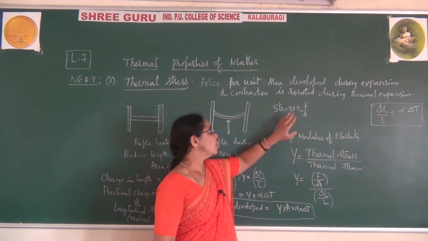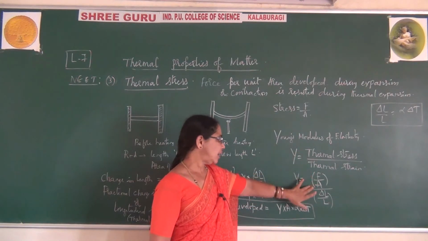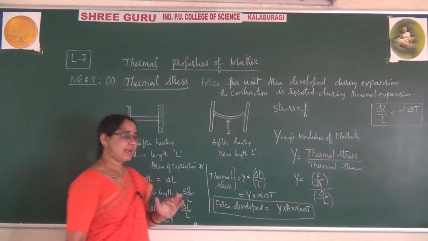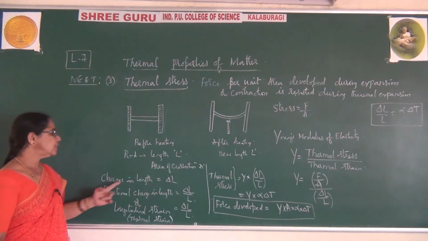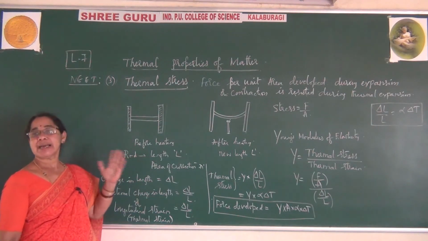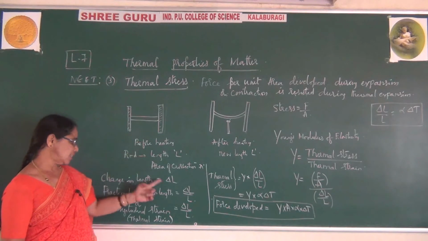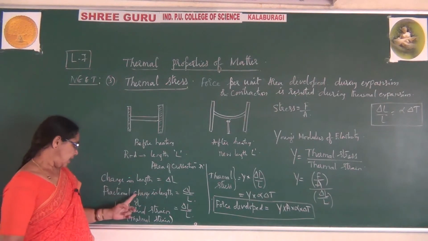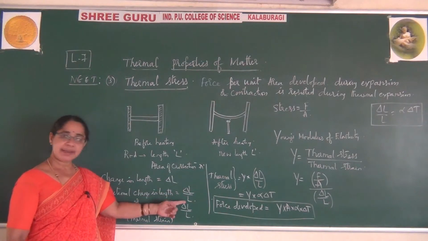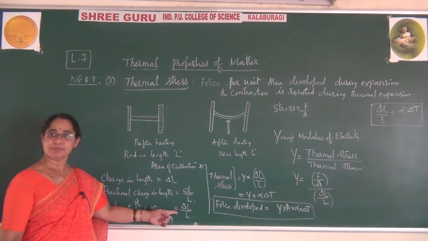This thermal stress is force per unit area. Thermal strain is nothing but change in length per unit length. Change in length means delta L. What do you mean by delta L? It is L dash minus L, that is called the change in length. Fractional change in length is delta L by L. So we get this expression, right?